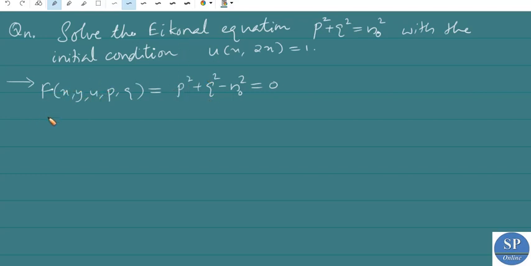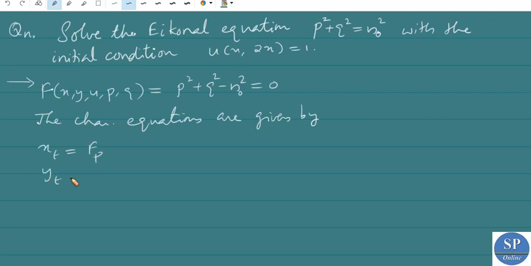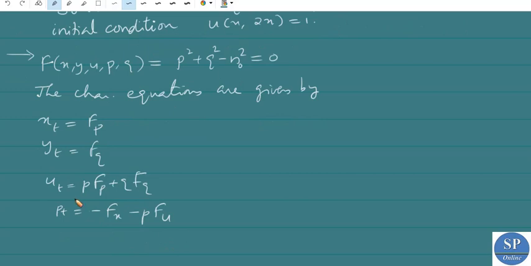Now we have the characteristic equations. Characteristic equations are given by x_t equal to f_p, y_t equal to f_q, u_t equal to p into f_p plus q into f_q, p_t is equal to minus f_x minus p into f_u, and the last one is q_t is equal to minus f_y minus q into f_u, right?